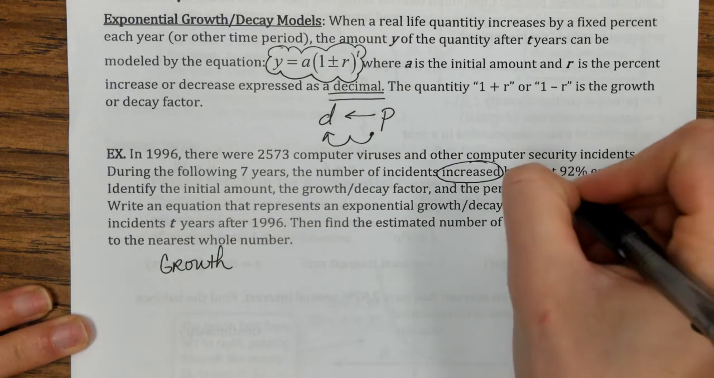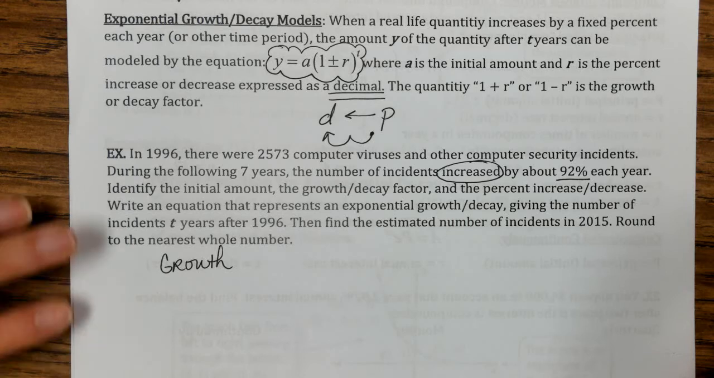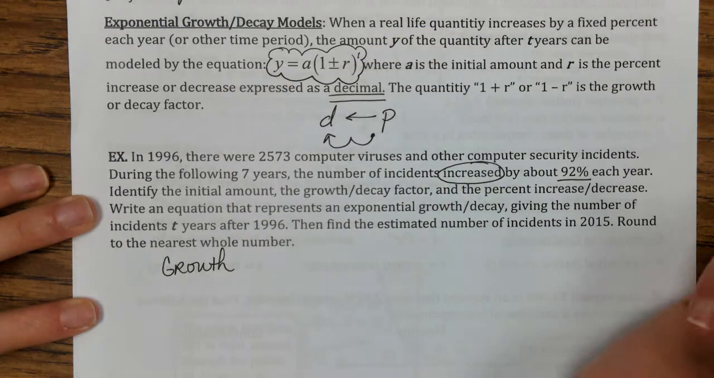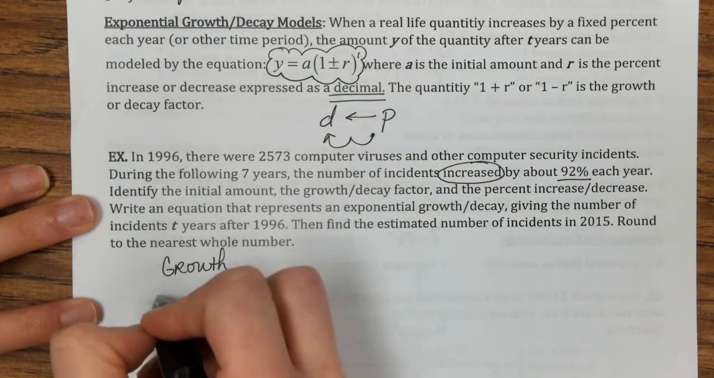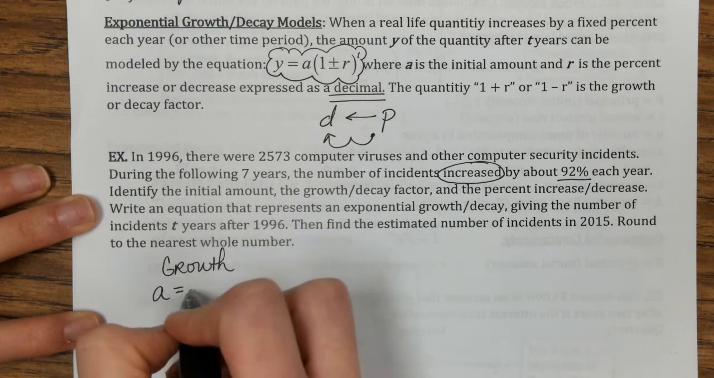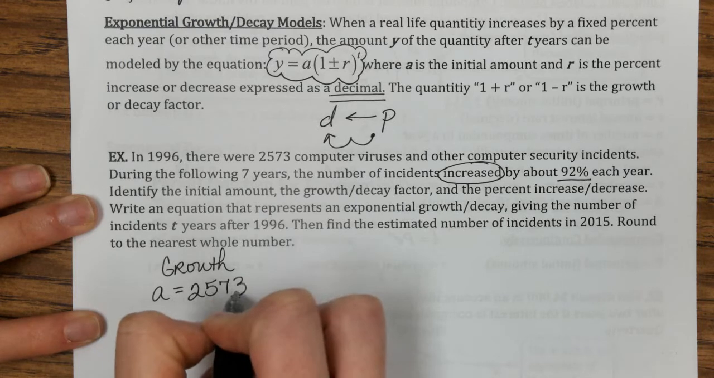By about 92% each year. So we have to identify the initial amount. So in your formula, A is your initial amount. I skipped over that. Sorry. A is your initial amount. So here, my initial amount is what in this problem? 2,573.